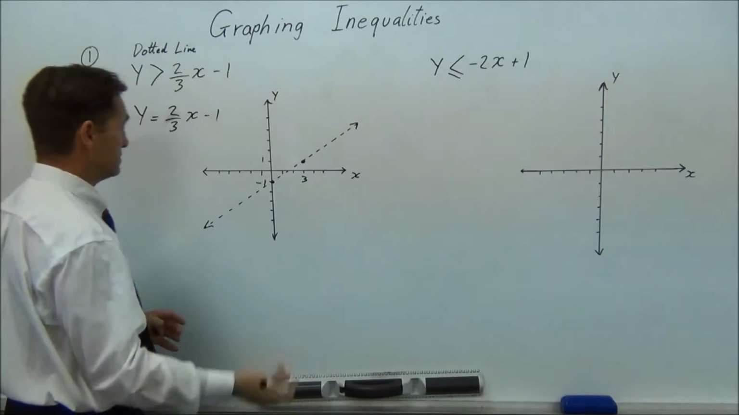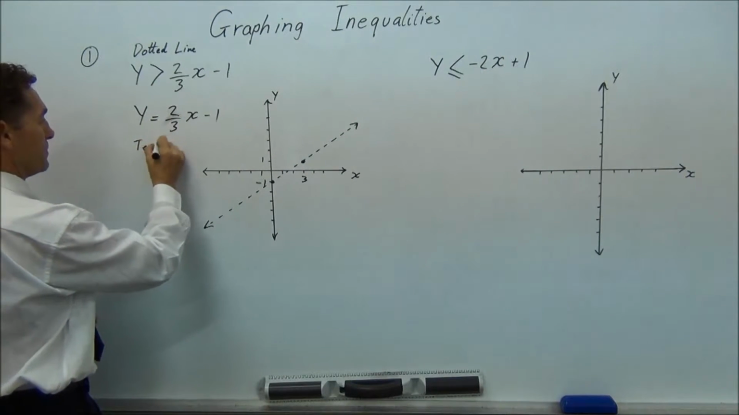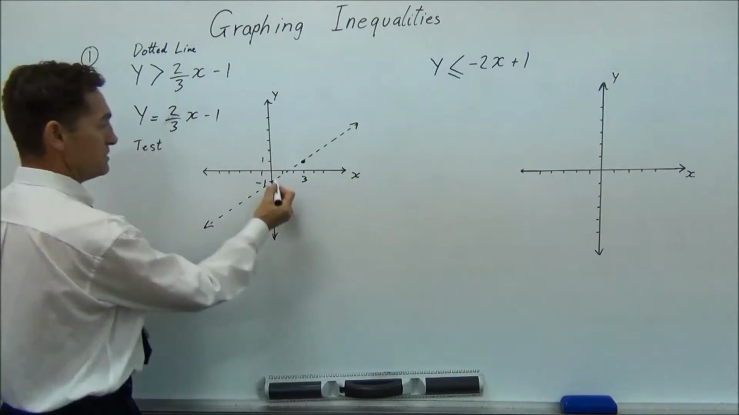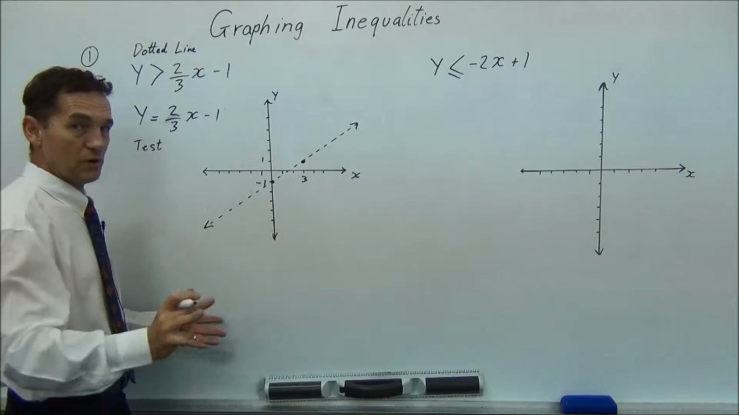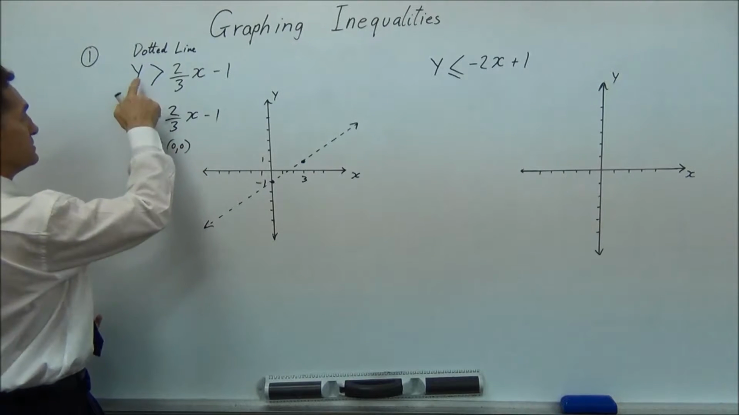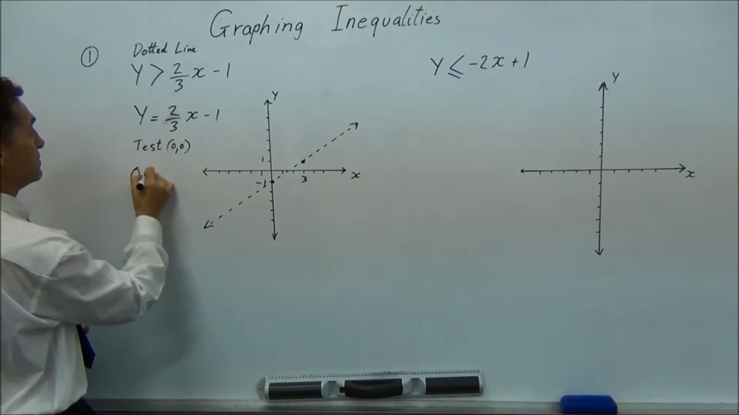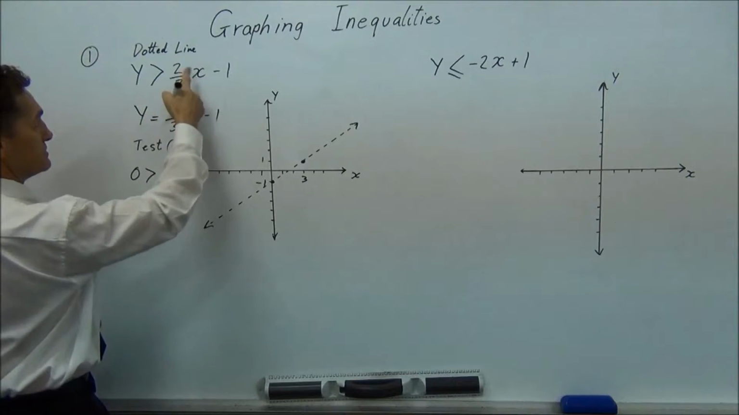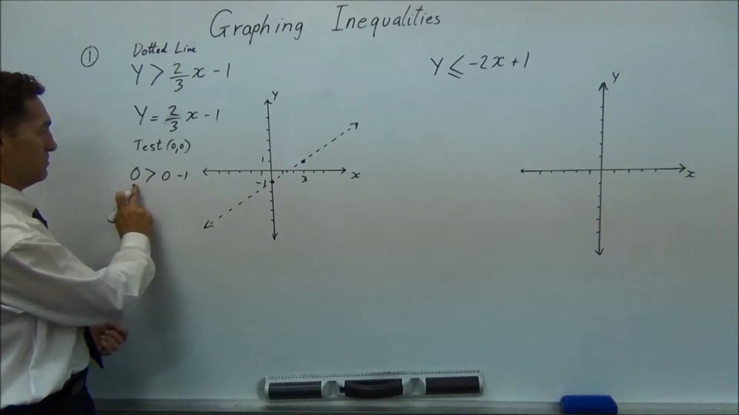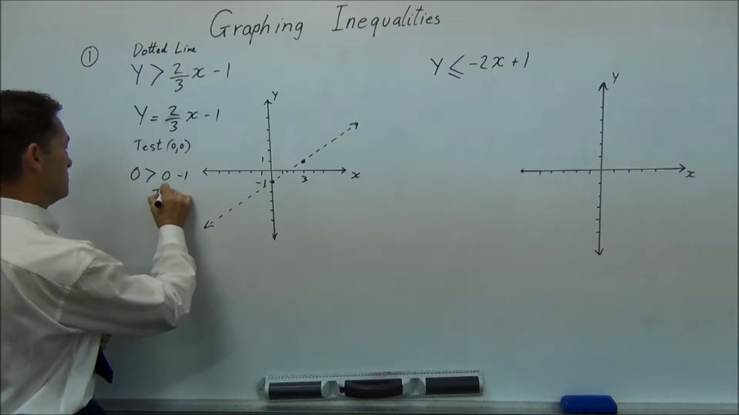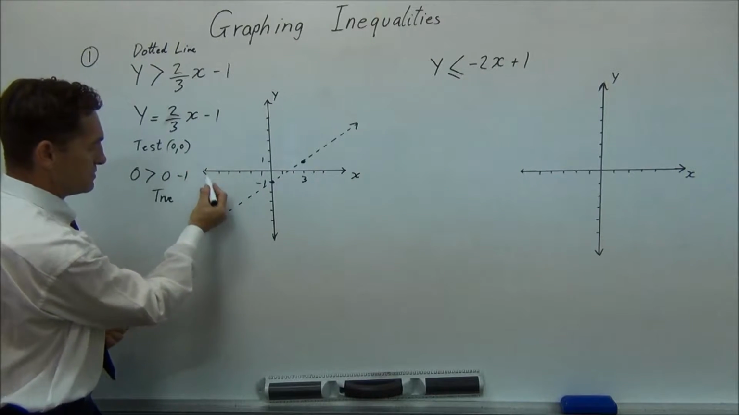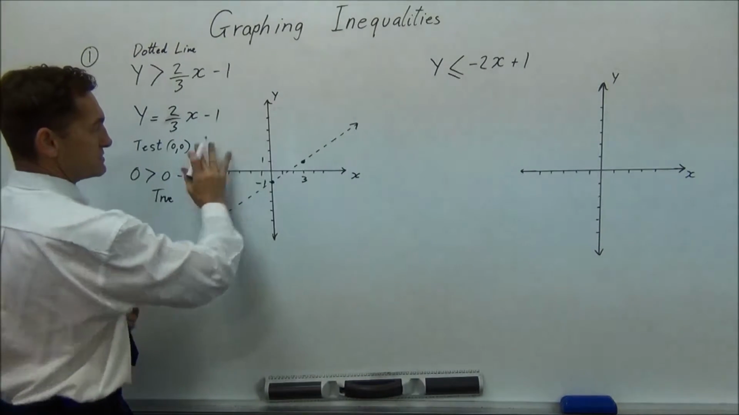Now we're nearly finished. What we've got to do is now test it. So I'm going to test a point that's not on the line, and the easiest point to test is 0, 0, because it's not on the line and it wipes a lot of things out. So let's test 0, 0. So I'm going to put 0 there and 0 there. So we're going to get 0 is greater than, well that's 0 minus 1. So is that true or false? Well, is 0 bigger than minus 1? Yes, it's true. So if that's true, I'm going to shade this side. So that's telling me that everything on this side is true.